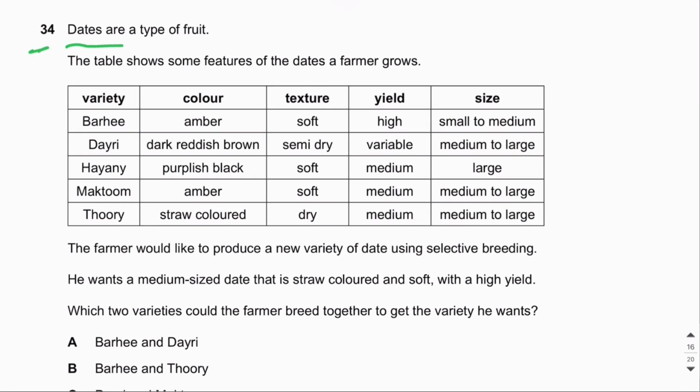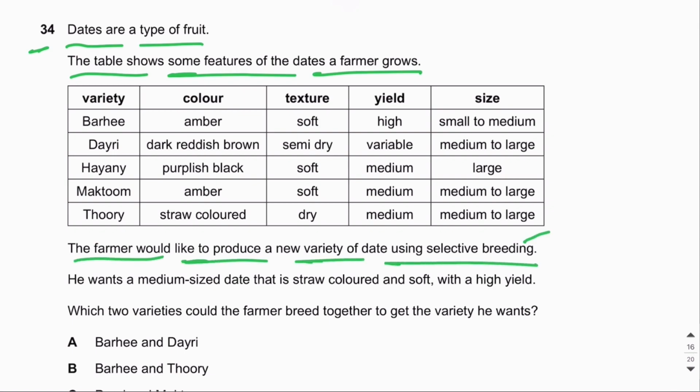Let's move on to MCQ number 34. Dates are a type of fruit. The table shows some features of the dates a farmer grows. The farmer would like to produce a new variety of date using selective breeding. Guys, selective breeding is basically artificial selection.